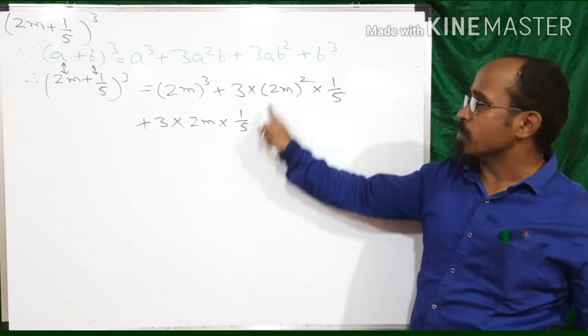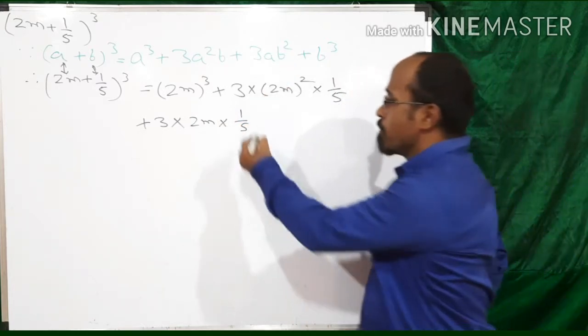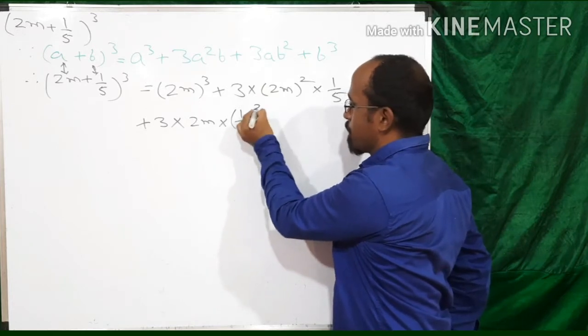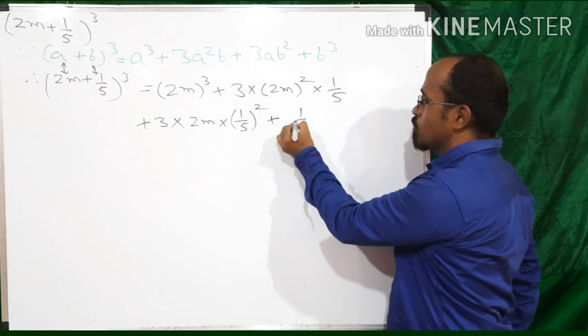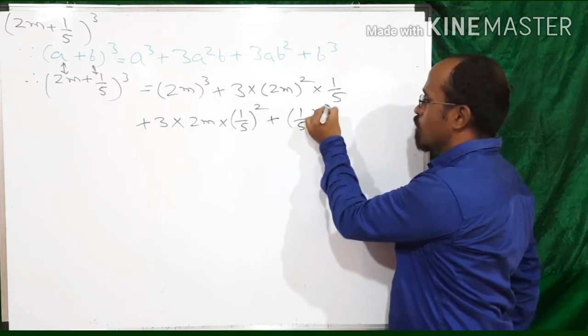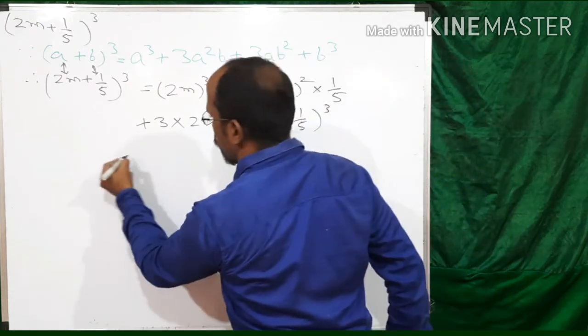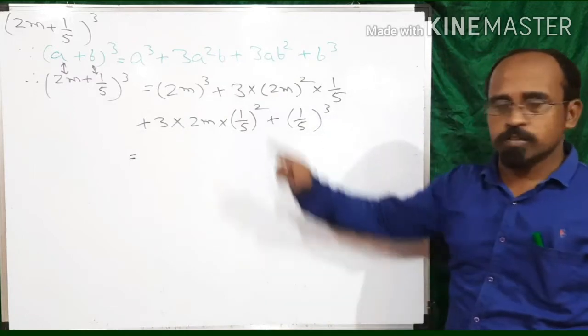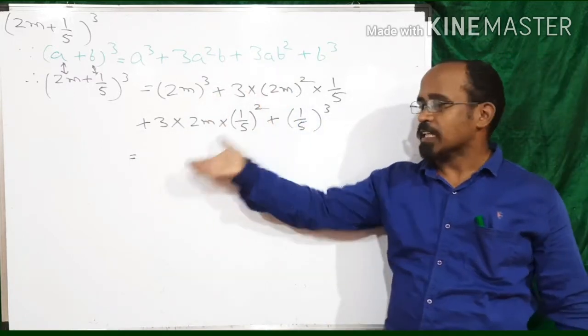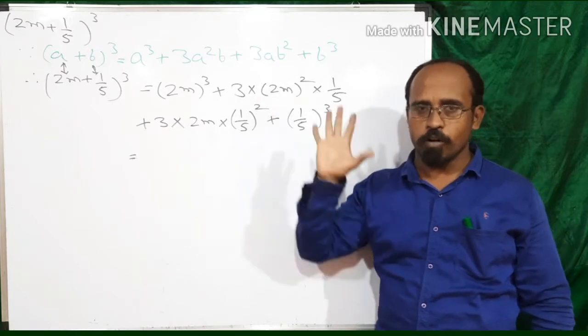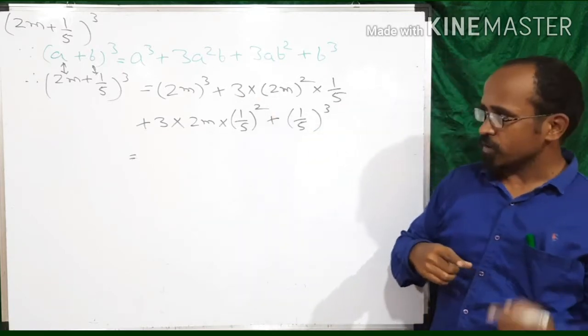But do we have to multiply by b only? We have to multiply by b². It's a fraction, so enclosed within a bracket. Plus b³, so (1/5)³. So let's go. First step, we write the formula. Second step, we replace the values in the formula. Third step, apply BODMAS continuously.